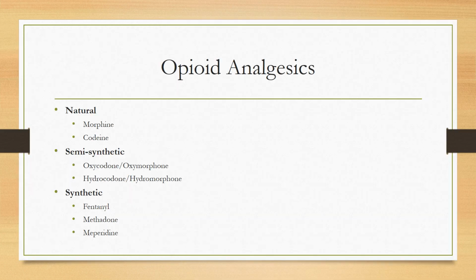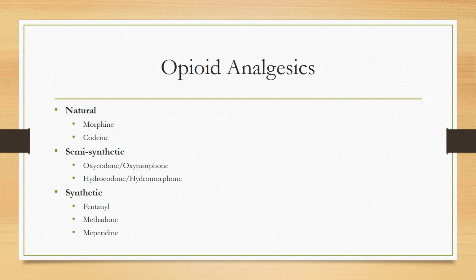Then we have our opioid analgesics and how they're broken down. So our natural ones that we see most often are morphine and codeine. Codeine will actually be metabolized into morphine, and that'll be relevant a little later. And then we have our semi-synthetic ones, so our oxycodone, oxymorphone. Oxymorphone is actually no longer available, but patients may still ask for it. It's called Opana. And then we have our hydrocodone or hydromorphone.